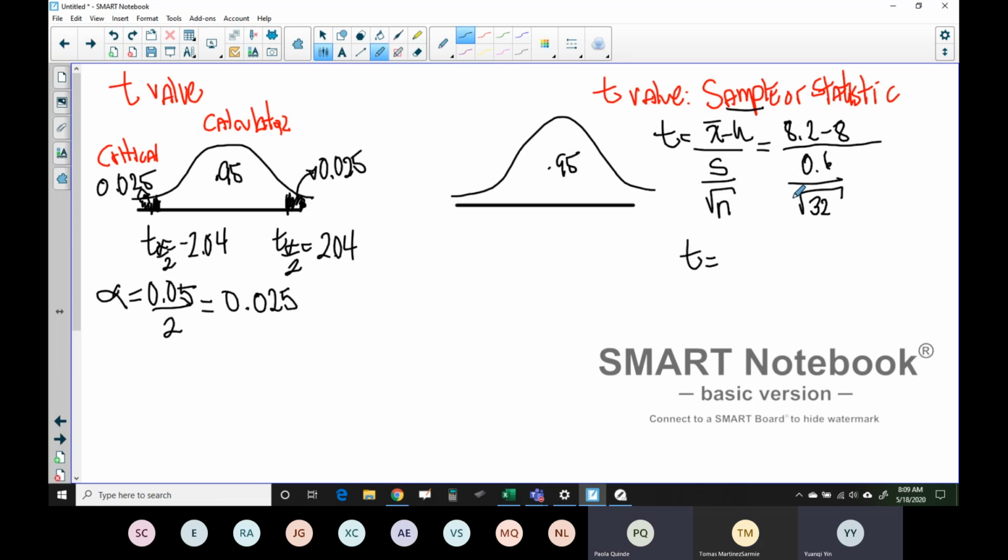8.2, I have to do it in my calculator, minus 8. The top one will give you 0.2, of course. And now I'm going to do the bottom, which is 0.6 divided by the square root of 32. That gives me a very ugly number, 0.10. But if you do it in the calculator, you can do it in one shot. So I'm going to put that in a variable. I'm going to say 0.2. Do not approximate until the end. At this moment, I would suggest you use all of these numbers.